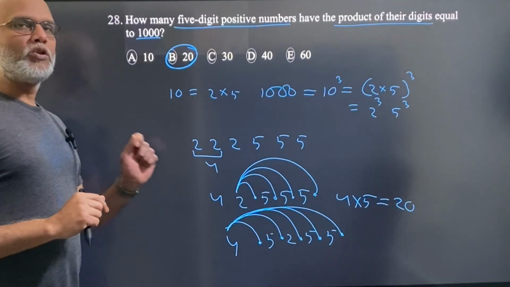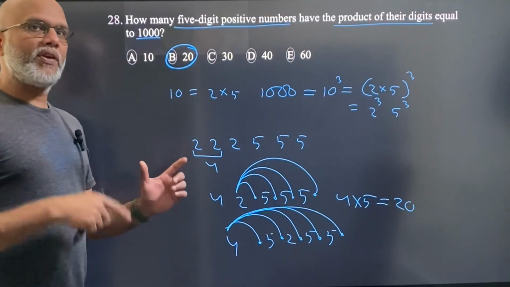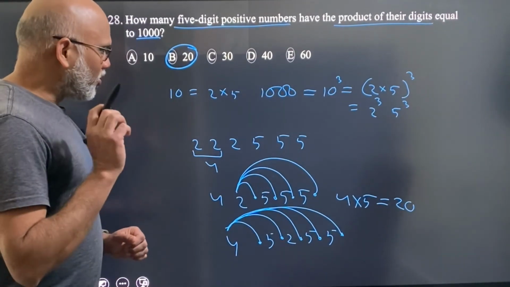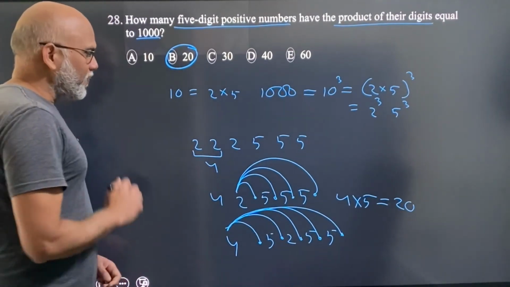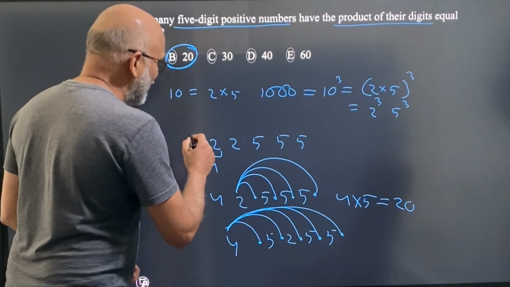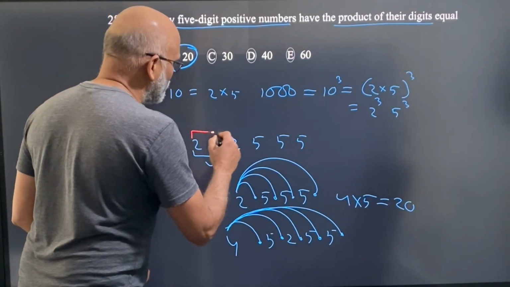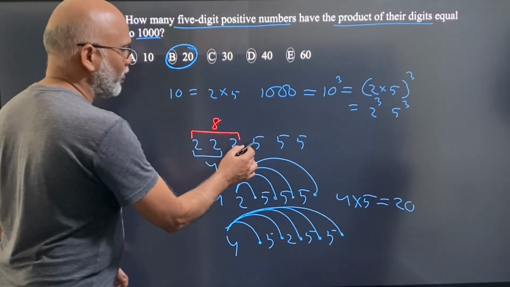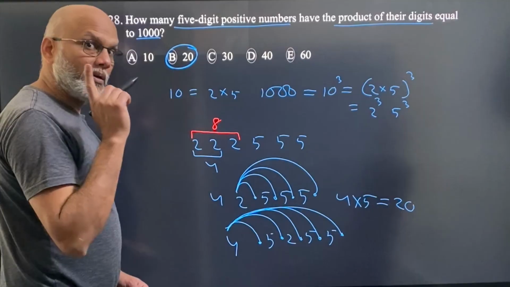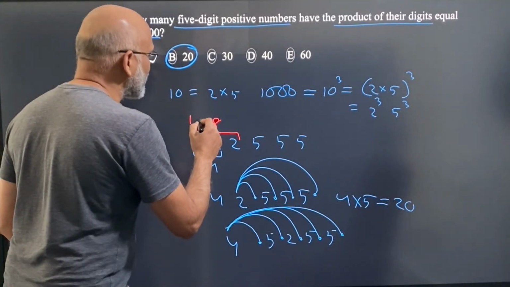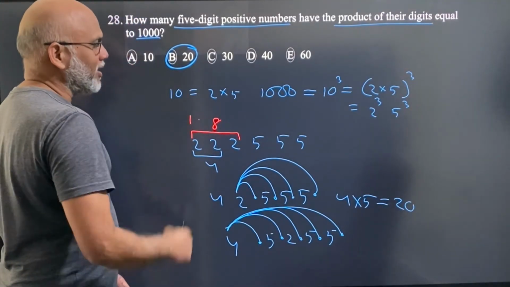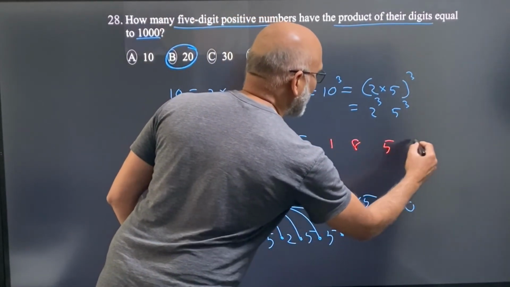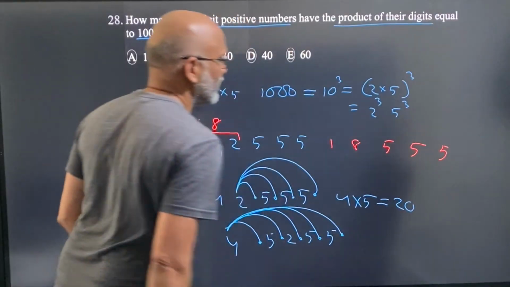Now this would be a good time to pause the video and figure it out yourself. All right, hopefully you figure it out. So what is the trick? Also note that I can combine 2, 2, and 2. That makes it 8. But then I have 1, 2, 3, and 4 numbers only. But 1 is also a factor, right? So I can use 1. So basically my digits are now 1, 8, 5, 5, and 5, right?